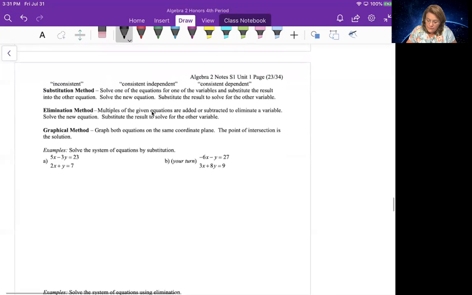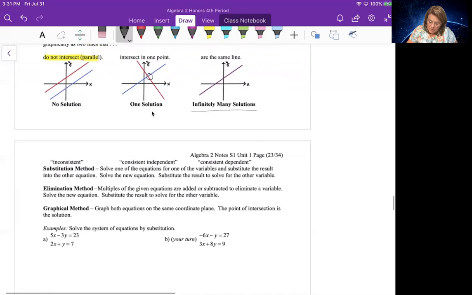Oh, these actual terms should be up here. So let's talk about that. The situation where the lines are parallel is considered inconsistent. The second one, where there's one solution and they intersect at one location, is considered consistent, but the lines are independent of one another. And the third one is considered consistent and dependent, because if one moves, the other one has to move with it.